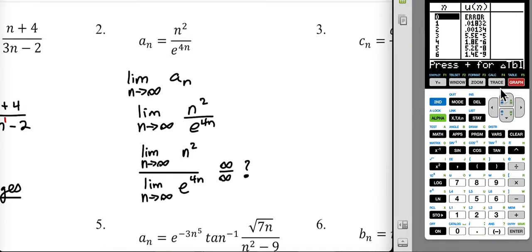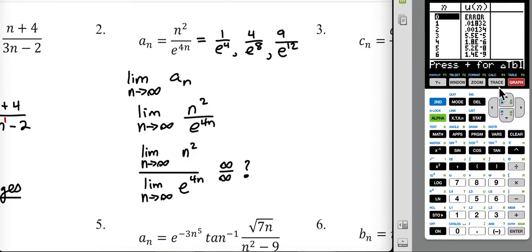These decimal forms aren't too neighborly, but what I can do is write it in a more unsimplified form. So 1 over e to the 4th, then the next value would be 2 squared, which would be 4 over e to the 8th. 3 squared is 9 over e to the 12th.